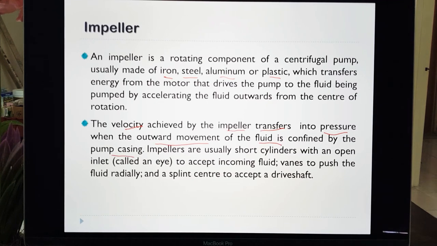The impeller is usually a short cylinder with an open inlet, known as the eye, the center part of the impeller, to accept incoming fluid. Then we have vanes to push the fluid radially, and a splined center to accept a drive shaft. The drive shaft holds the impeller.